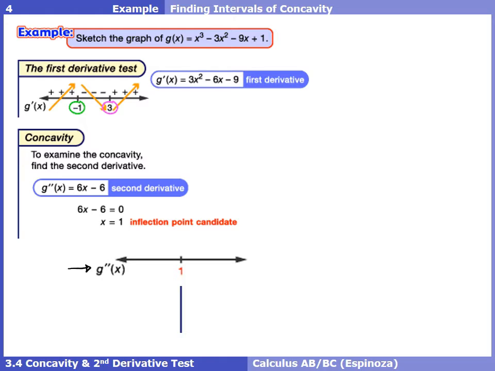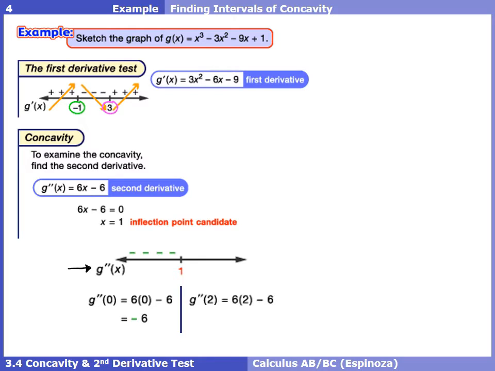Just like we did in 3.3, we need to pick a number to the left and to the right, and plug that now into the second derivative. This is our second derivative sign chart, so that's where we need to plug it into. Okay, so I'm going to take 0 to the left of 1 and plug it into my second derivative, and we're going to get a -6. We don't really care so much that we got -6 as our answer. We care more that it's negative.